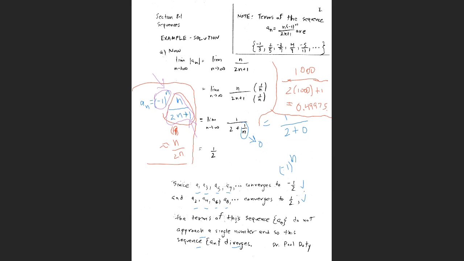And so what I'm trying to say then is the odd terms of the sequence, where n is odd, are going to all converge to negative 1/2, because those terms are negative. The even terms of the sequence, A2, A4, A6, A8, and so forth, are going to converge to positive 1/2, because negative 1 to an even power is positive. So the terms of the sequence don't approach a limit.